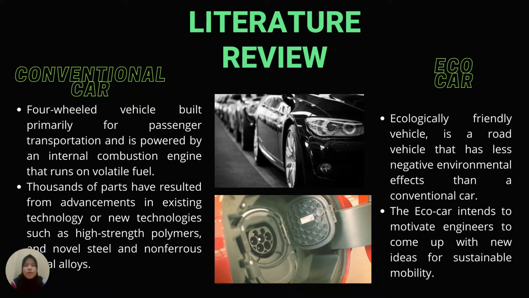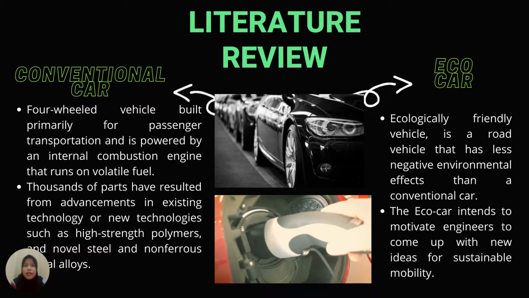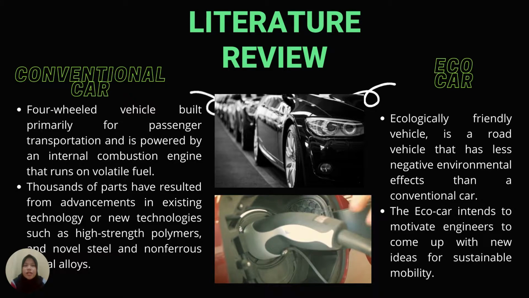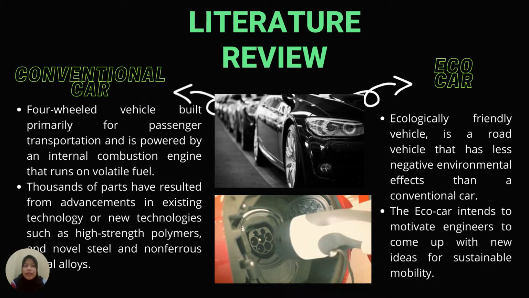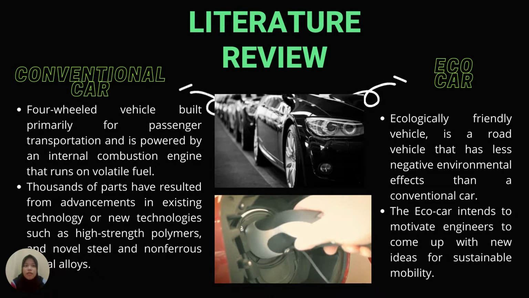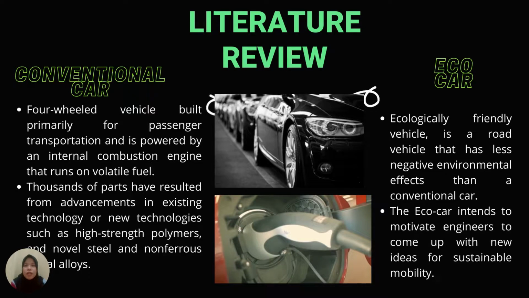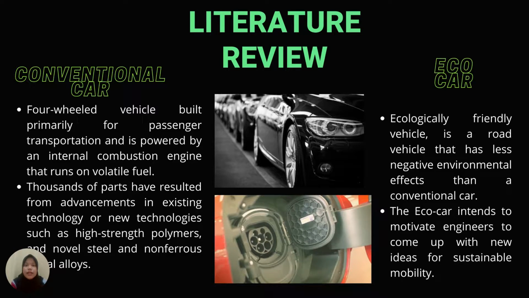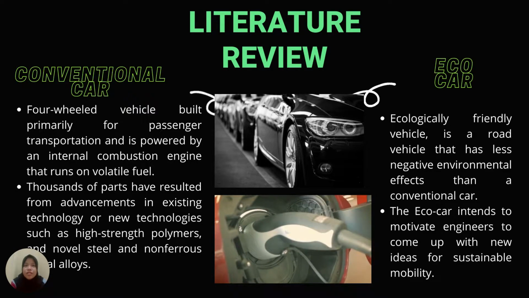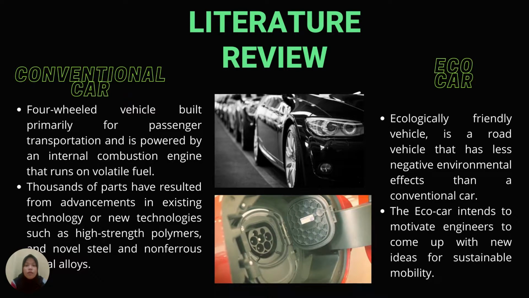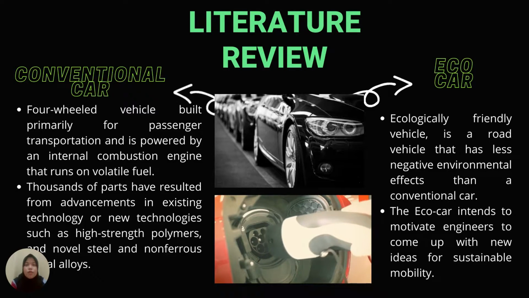First, we'll see the differences between conventional car and eco car. So, conventional car is a four-wheel vehicle built primarily for passenger transportation and is powered by an internal combustion engine that runs on volatile fuel. While eco car is an ecologically friendly vehicle, is a road vehicle that has less negative environmental impact than a conventional car, and the eco car intends to motivate engineers to come up with new ideas for sustainable mobility.